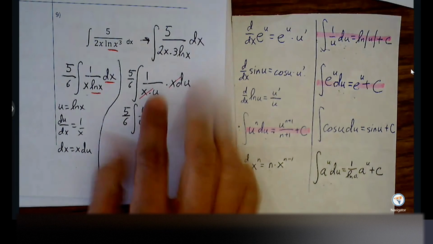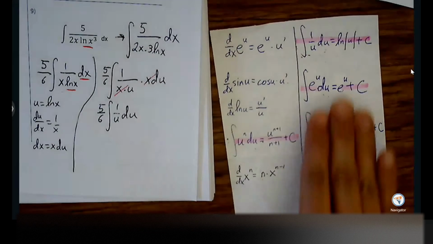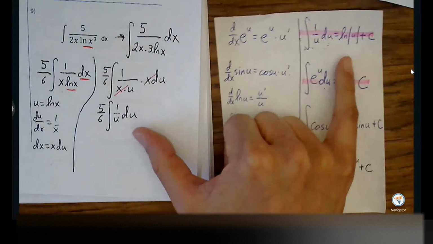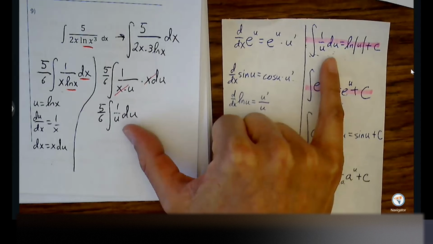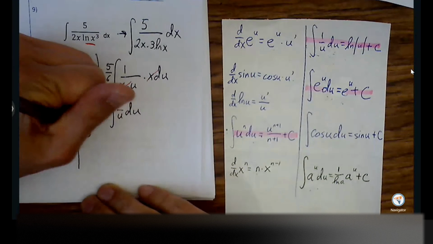And then once we get to this part, we're trying to match with one of these integral rules. So that matches with our integral rule, right? Yeah. So natural log absolute value of u with the 5/6 hanging out in front.